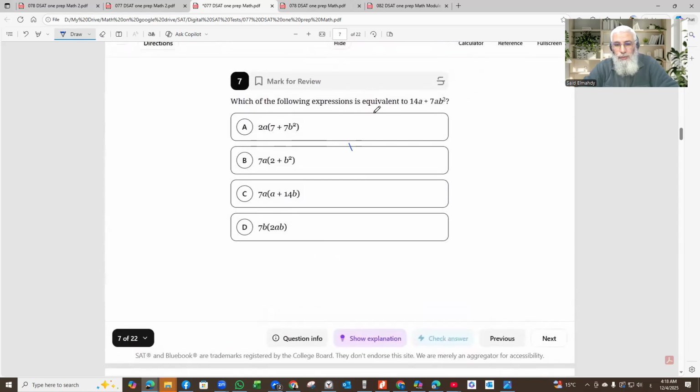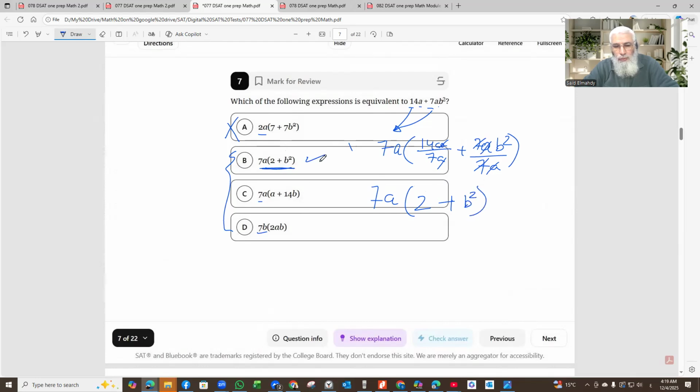Which of the following expressions is equivalent to 14a plus 7ab squared? We have 2a, 7a, 7a, 7a. So 90% of the answers will be here. This will be incorrect, but 14 and 7, we can take 7 as a common factor. A and A, we can take A as a common factor. Now we divide 14a divided by 7a and 7ab squared divided by 7a, because we took 7a as a common factor. So 7a, 14 divided by 7 is 2, a divided by a cancels out, plus 7 divided by 7 is 1, a divided by a is 1, and b squared. So the answer is 2 plus b squared. The answer is b.